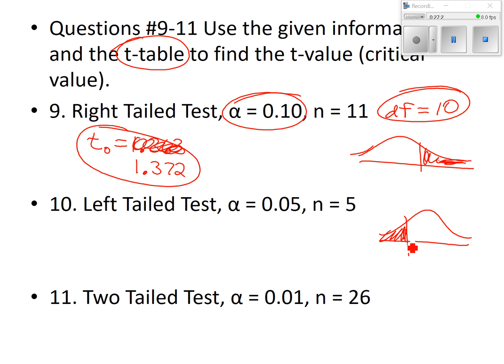Alright, this time it's left-tailed, so what do we know about our answer? It's going to be negative. And again, what's our DF this time? So we go down to 4, over to 0.05. Remember, look in the one-tailed row. What do we get? 2.015. Everybody agree with that? What did I forget? Negative. It's got to be negative.